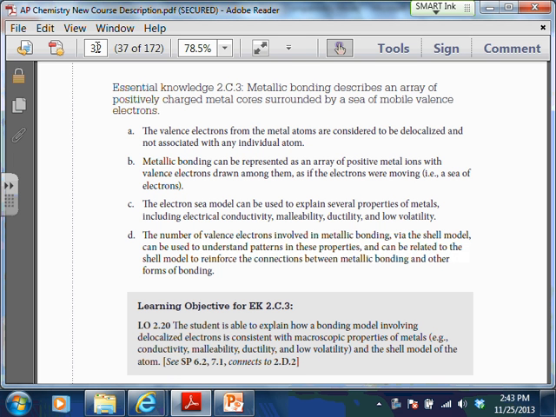The number of valence electrons involved in metallic bonding via the shell model could be used to understand patterns in these properties and could be related to the shell model to reinforce connections between metallic bonding and other forms. So we might talk a little bit, this is where you get into some of the transition metal patterns that can occur. I actually didn't read over that one very closely. I probably should put that on your activity for tomorrow so we can talk about some of those trends between the metals and why some of them in the transition area behave the way that they do.